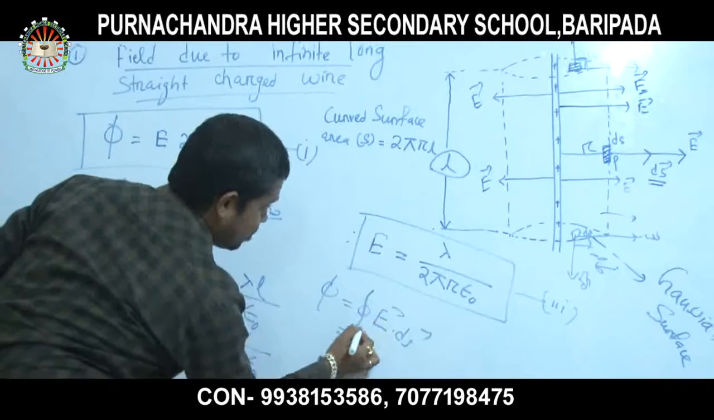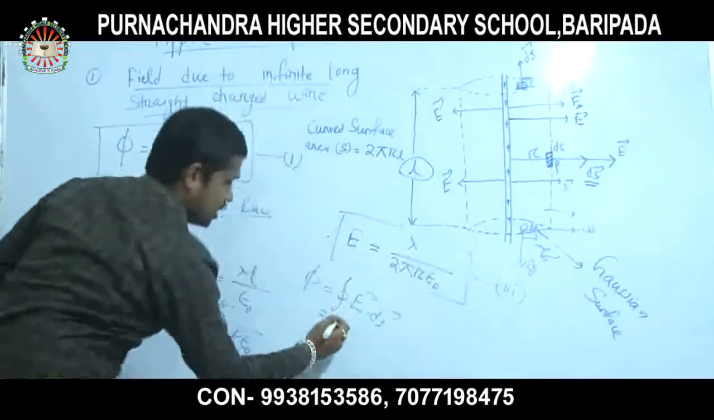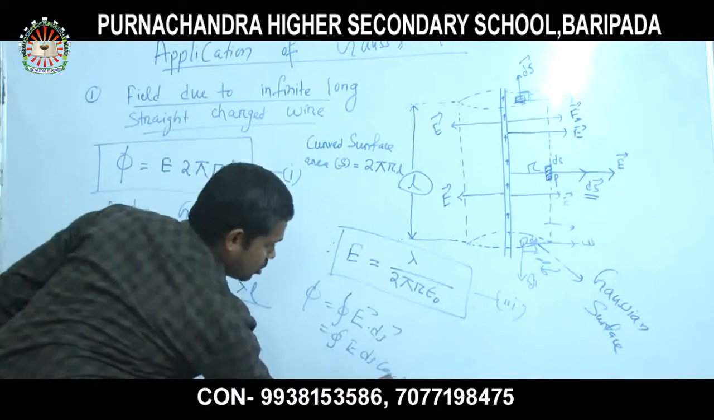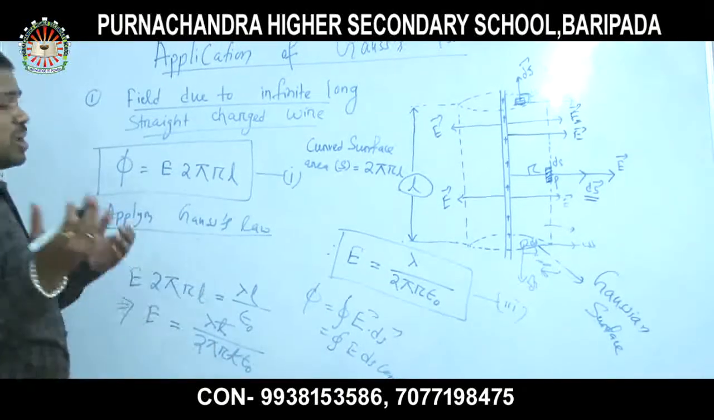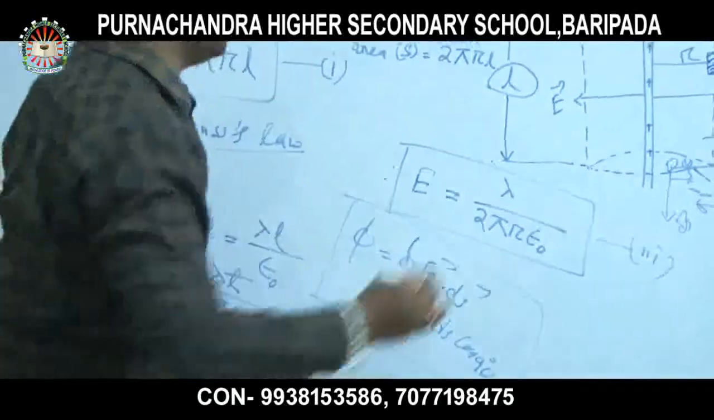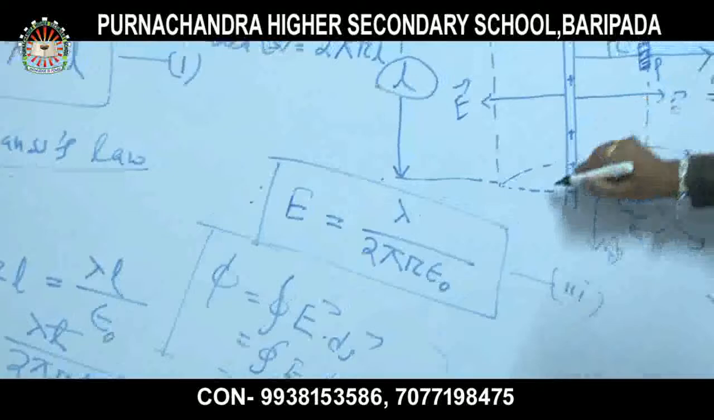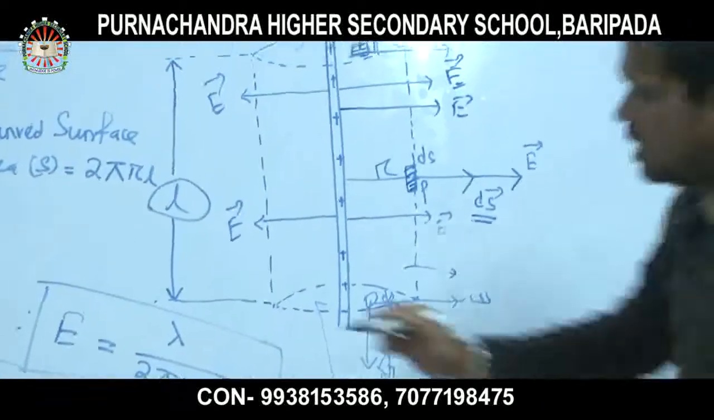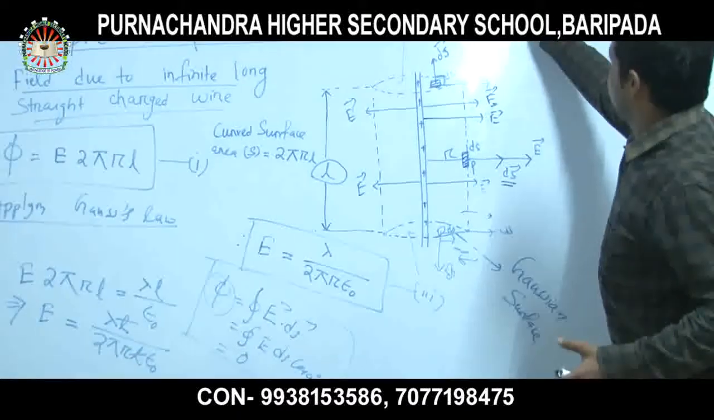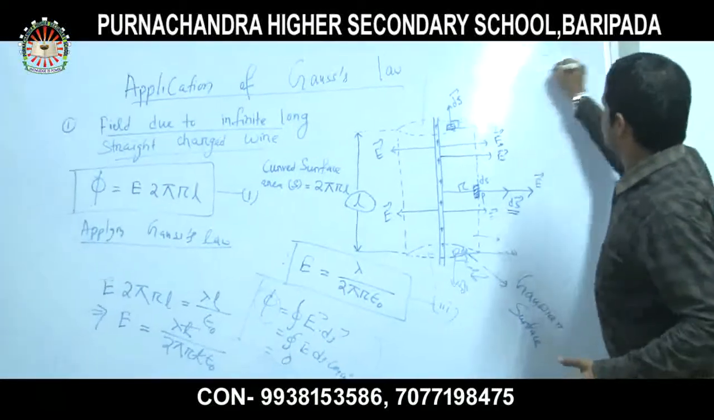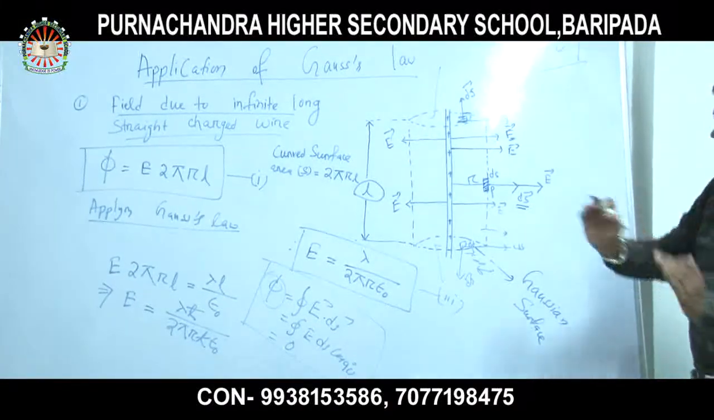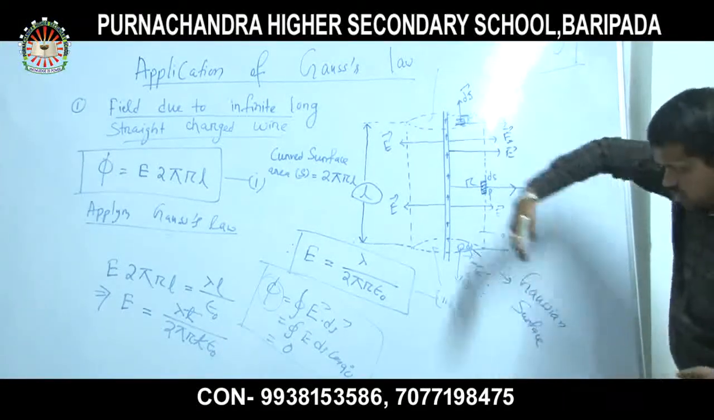For these planes, the flux is E dS cos theta, and in place of theta I put 90 degrees. What is the value of cos 90, students? It is 0. So for these two surfaces we cannot consider any flux, which is why you cannot consider these two. We only concentrate on the curved surface, this one.